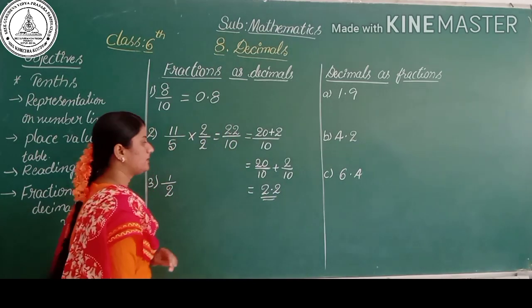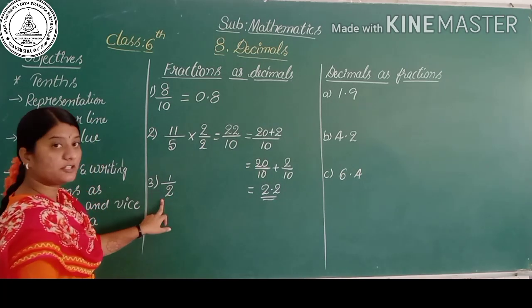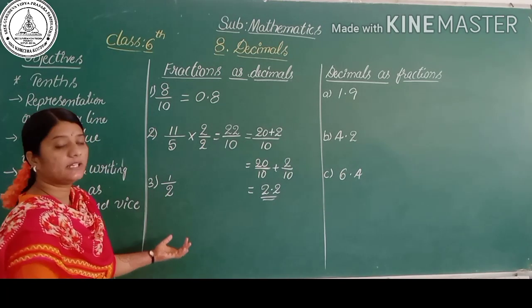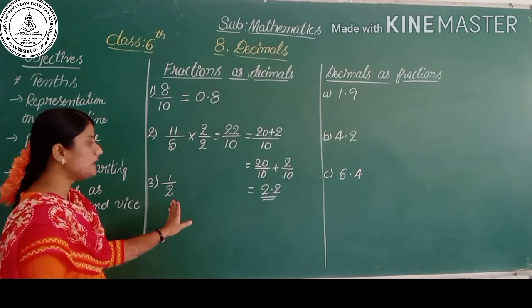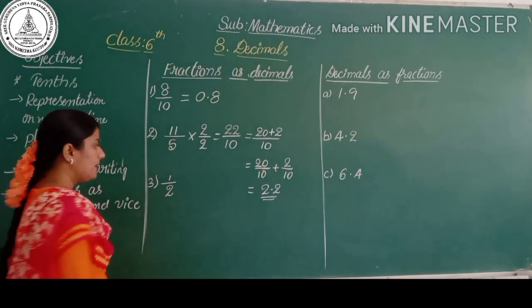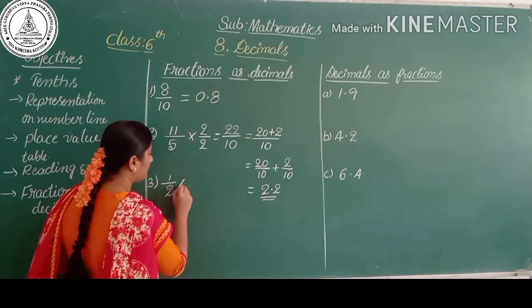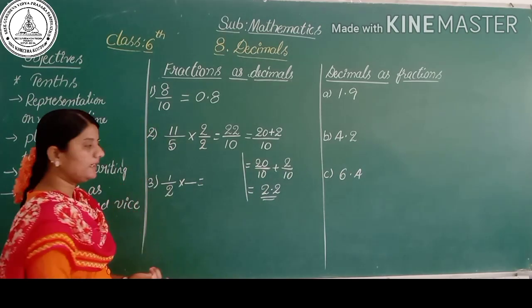Okay? Then similarly, 1 by 2. So 1 by 2 is a fraction, and we can write it in decimal form. How can we write it in decimal form? First we have to convert the denominator to 10, by multiplying the numerator and the denominator by the same number, so we can convert it to decimal form.